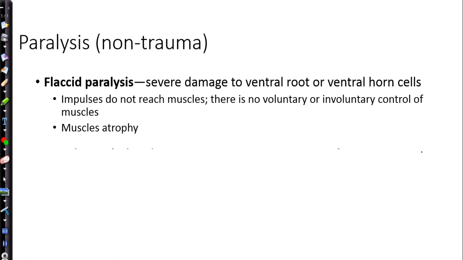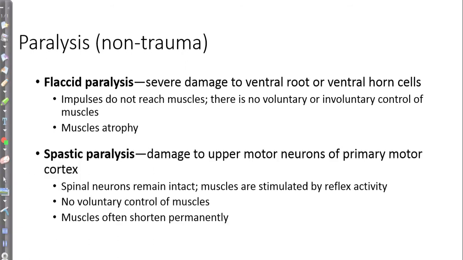So again, this can be disease caused. We can associate it with trauma, but usually we refer to flaccid paralysis as having other causes besides trauma. The other form of paralysis I want to mention here is called spastic paralysis, and this is when you have a loss of inhibition of motor neurons, which causes a lot of muscle contraction. So the muscles here are going to be stimulated by reflex activity, but a person really has not much voluntary control of their muscles. So they have spasmodic, uncoordinated movements.